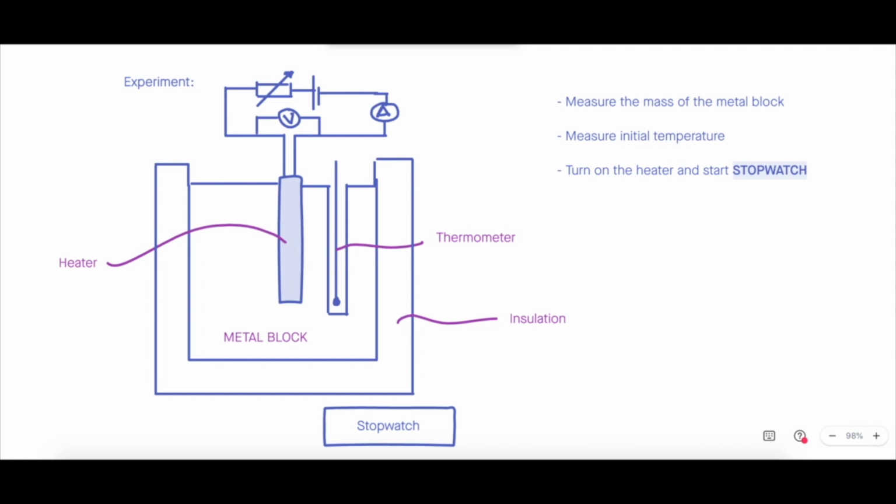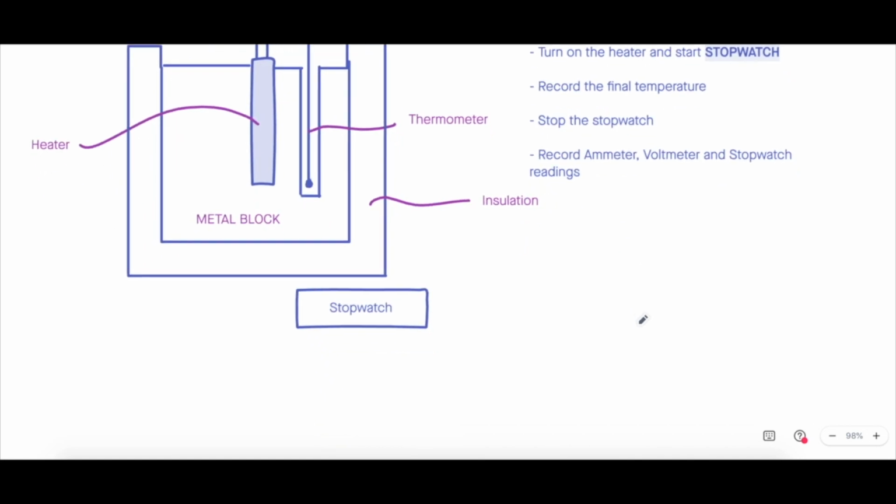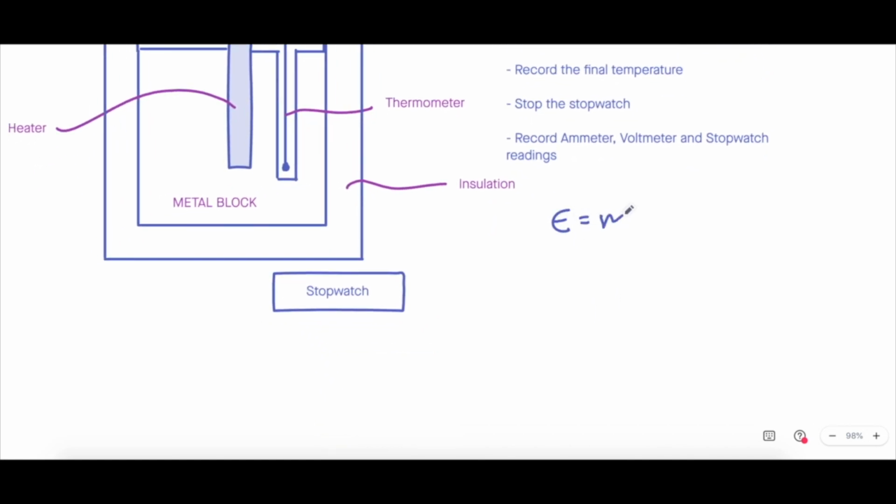to rise to a particular temperature, and then once it's reached a particular temperature, you stop the heater and you record the final temperature. At that point, you should also stop your stopwatch, and then once you've done that, record your voltmeter, ammeter, and stopwatch readings. So remember, we're trying to work out the specific heat capacity. So we're going to use the equation E is equal to mc delta T. Now, we rearrange that to get c is equal to energy over m delta T. So if we want to work out the specific heat capacity of this metal block, what we need is mass, change in temperature, and energy.